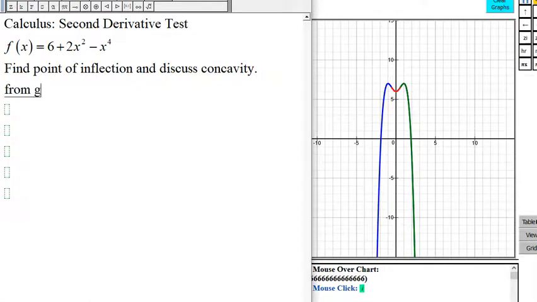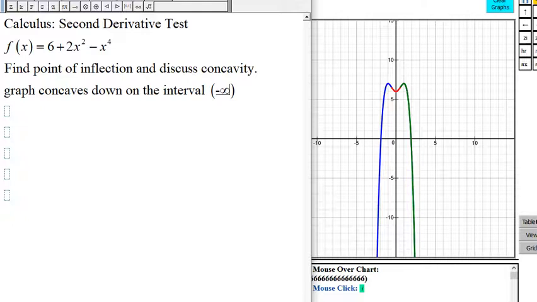So from the graph, concaves down, that's the blue part, on the interval from negative infinity. It looks like it's about negative 0.5, but we don't know for sure. So we have to use the second derivative test to figure out what the exact value is.